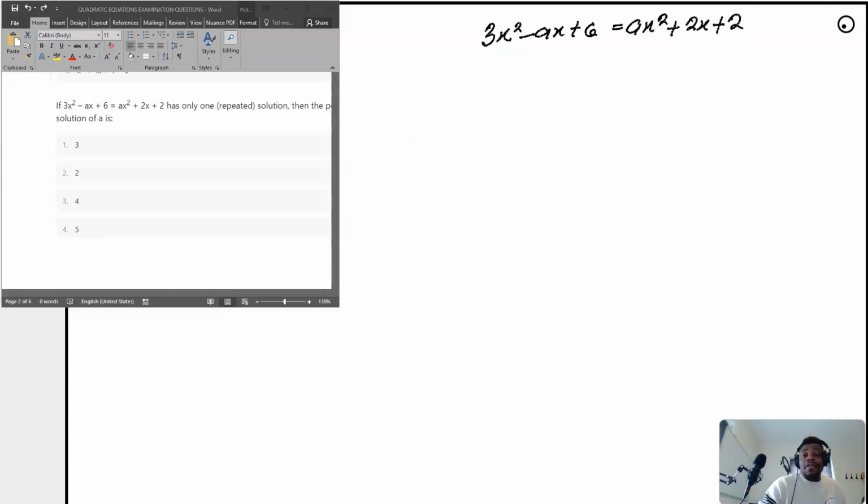Now, let's see the fastest way to do this. In doing this, we are going to be using the options as the value of a. So the first option says if a is 3. So let's say a is 3.